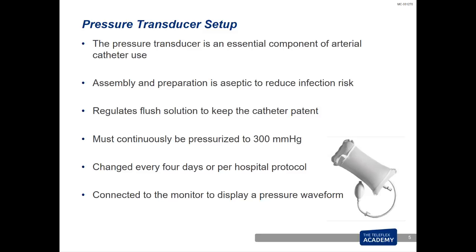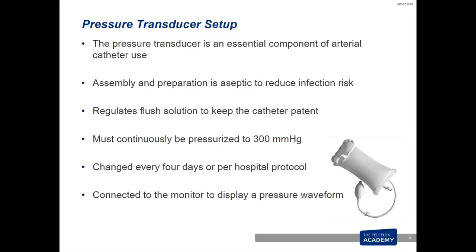Transducer setups are changed per hospital policy and recommended to be done on a 4-day interval. Please note that when you do your arterial catheter dressing change, you may be on a 7-day cycle. So we're going to discuss options on how to optimize the performance of doing a transducer change in between dressing changes. And also connecting to the monitor.